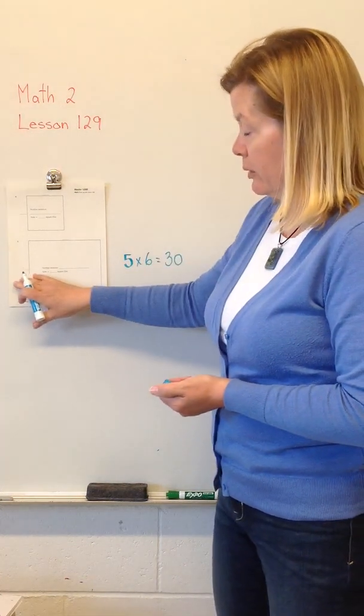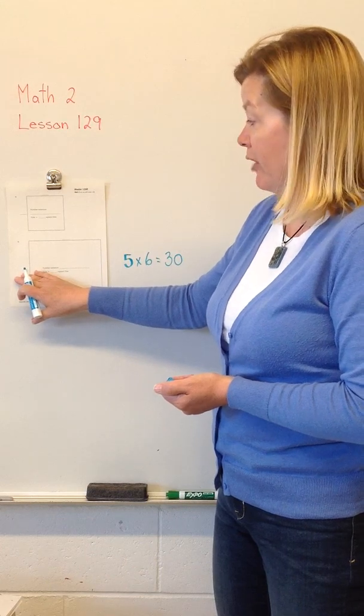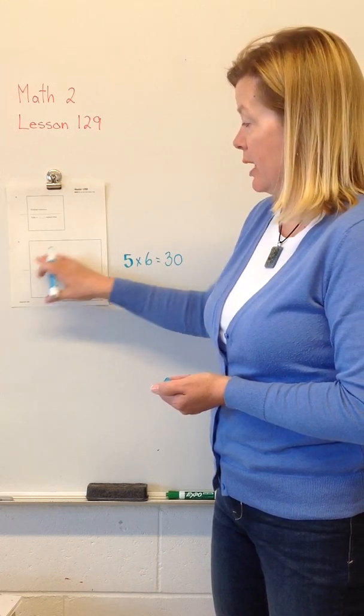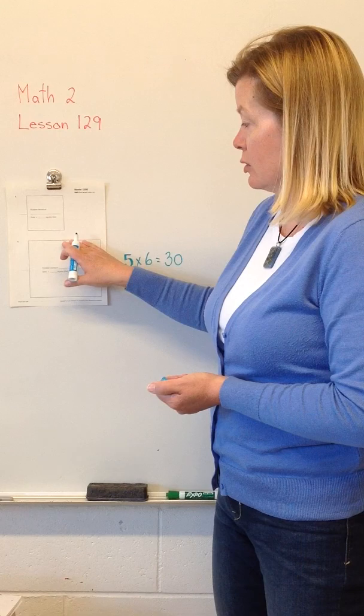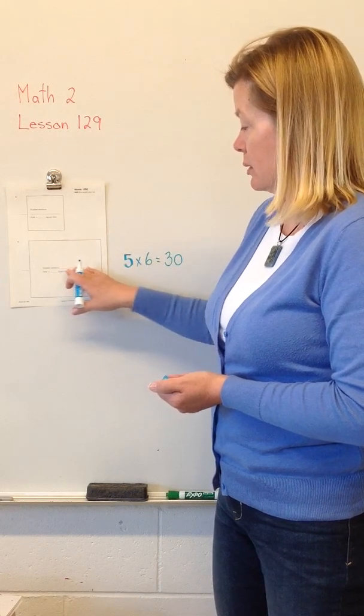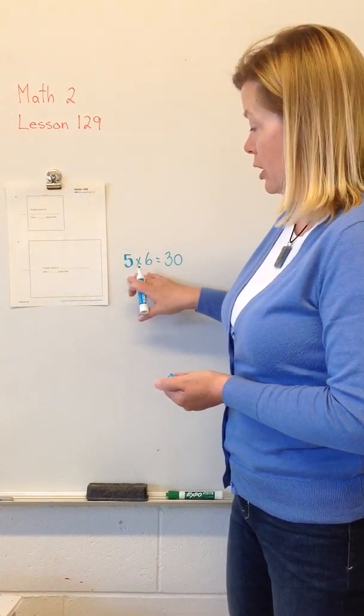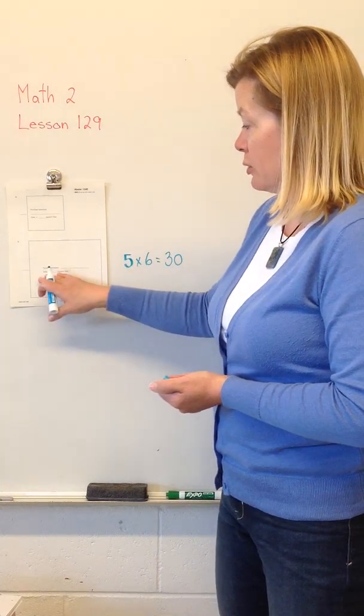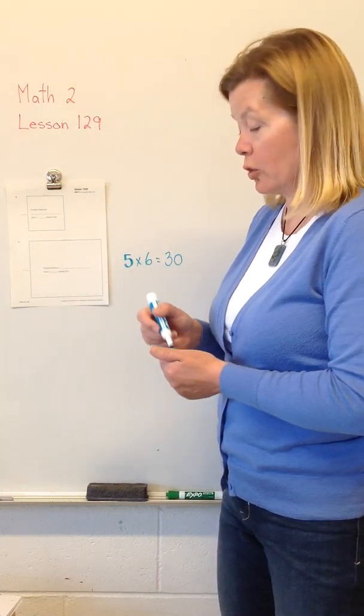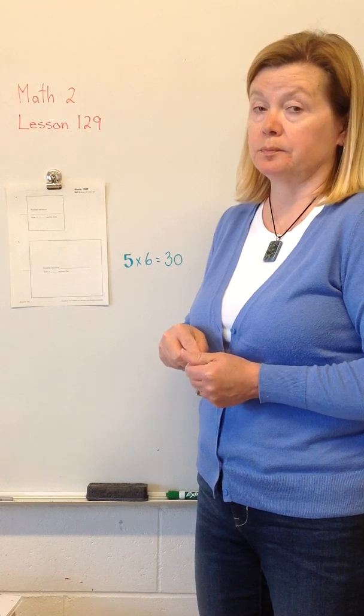30. So go over it with me. Remember, you have 5 rows, so your 5 goes to the left. You have 6 in each row, so that goes at the top. This is your number sentence after you've cleared off your tiles. And then you're going to write area equals 30 square tiles.